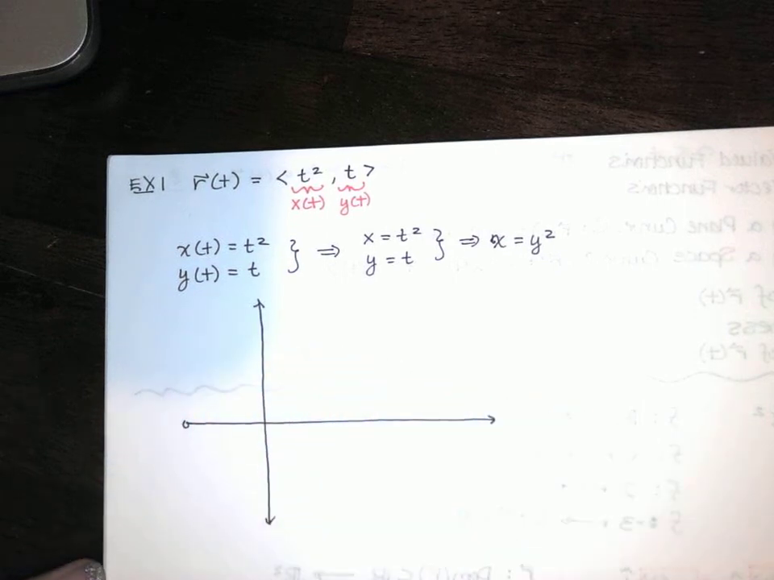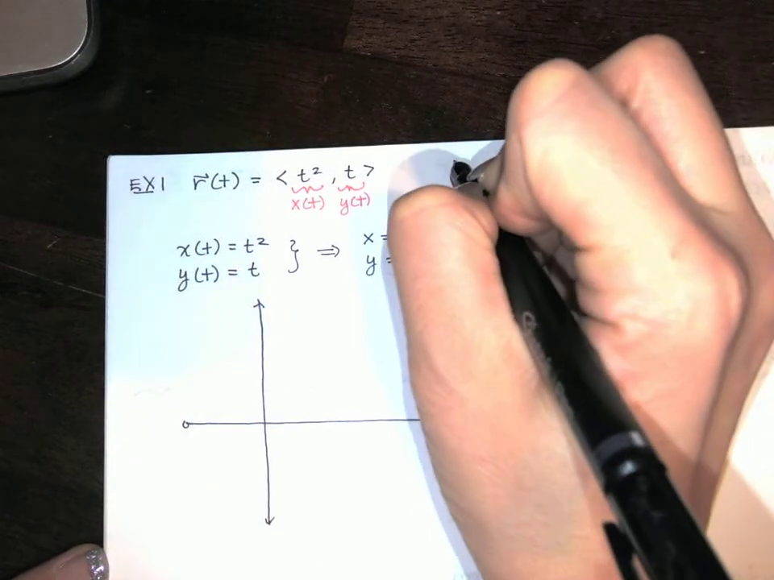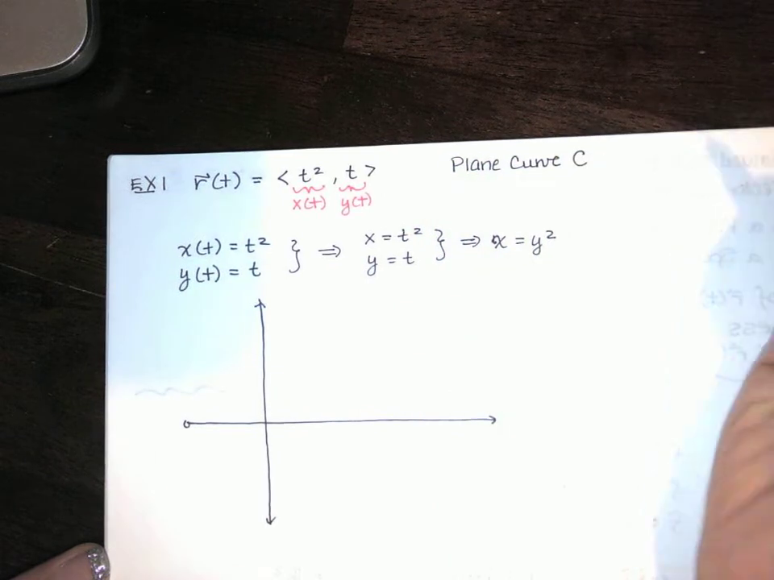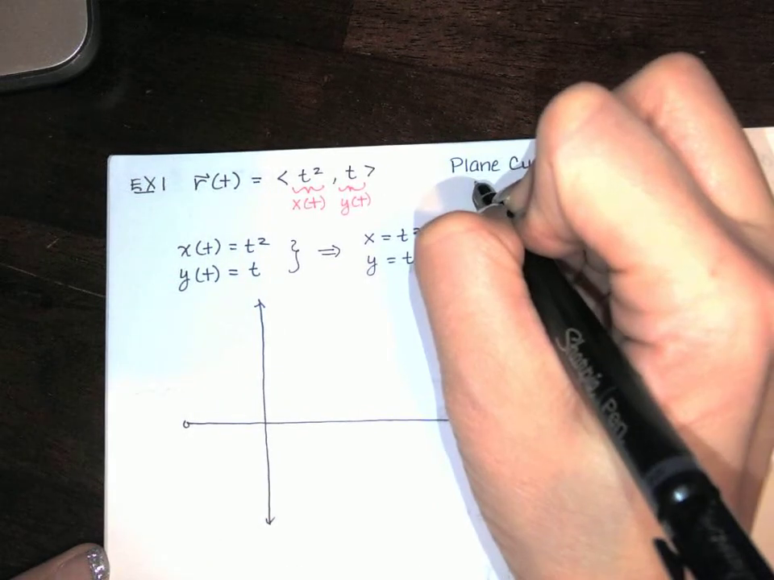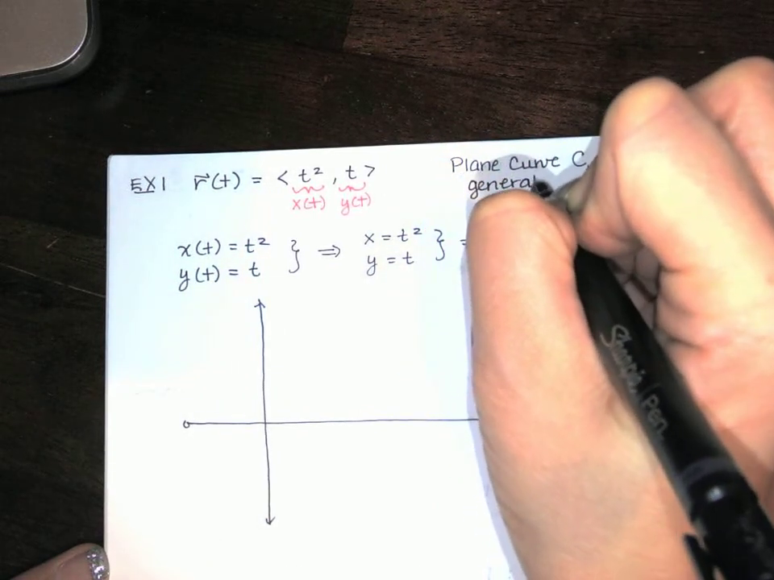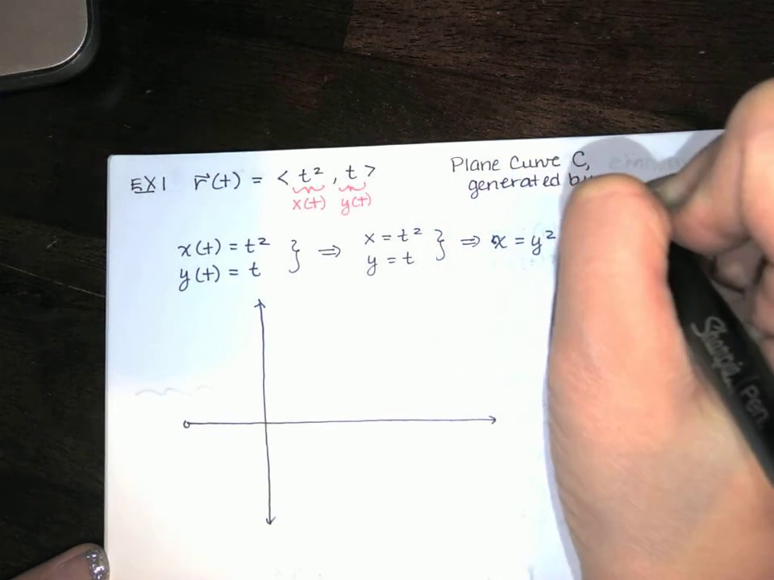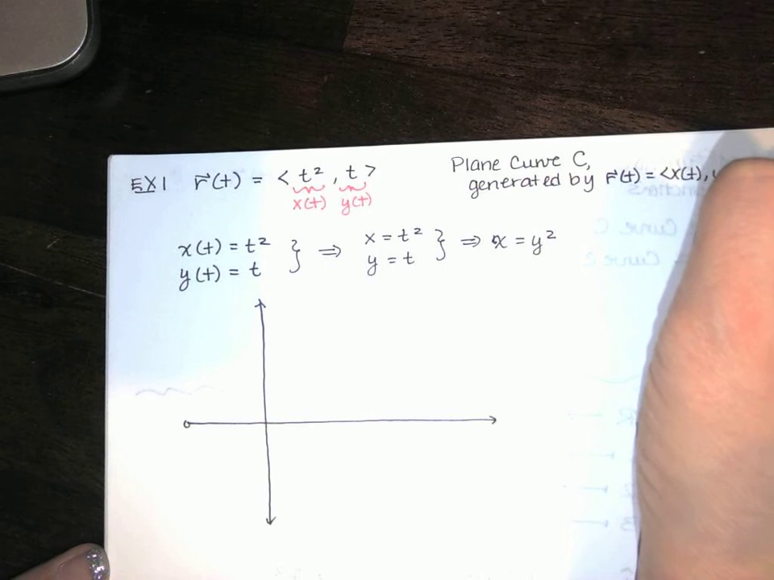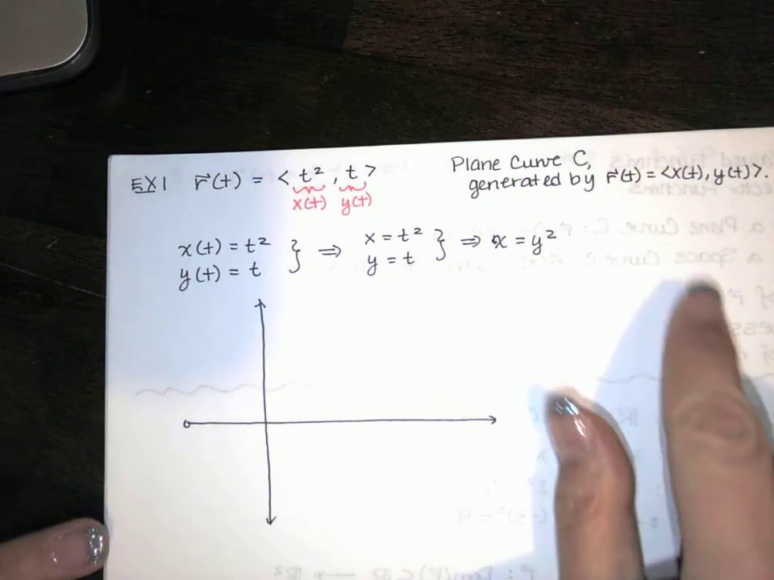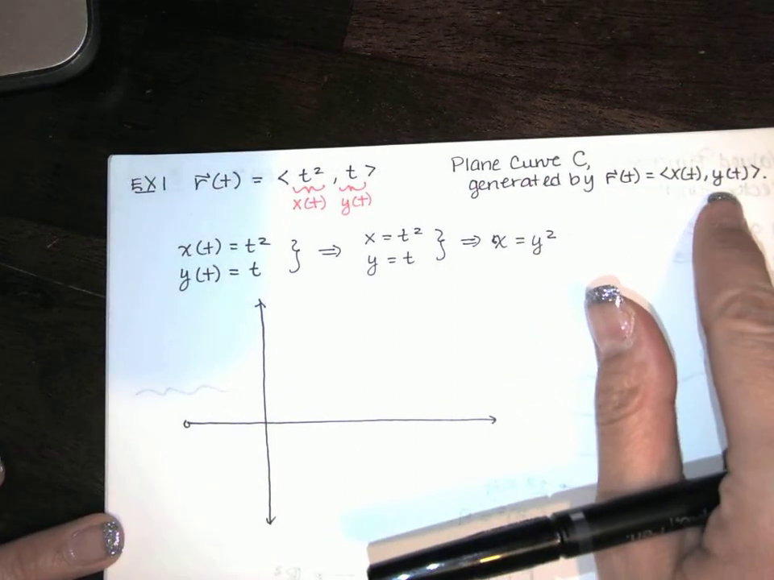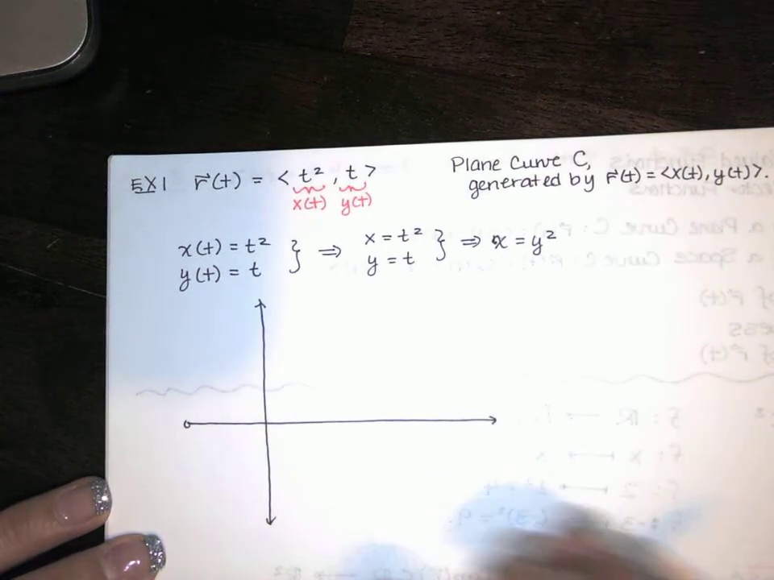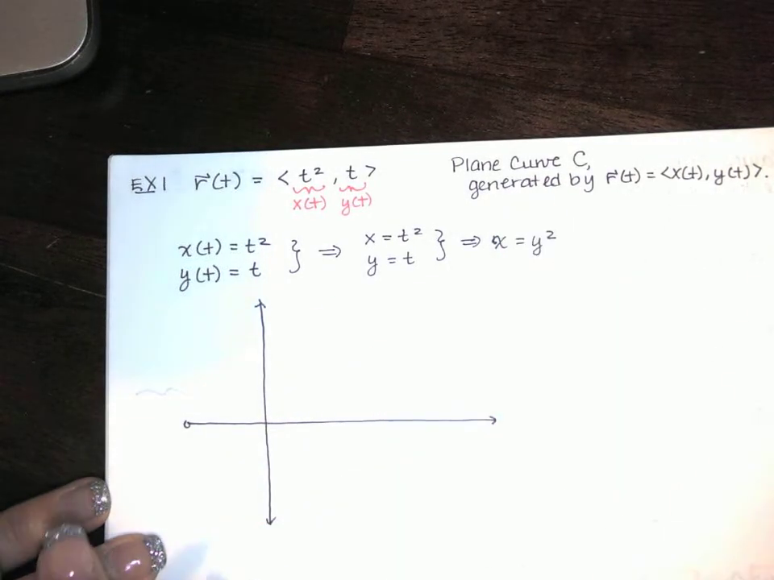And that's going to be our plane curve. We're going to call it C. And I'm going to say that it's generated by r of t, which has components x of t and y of t. So those parametric equations x of t and y of t, and this collection of points C that we're about to graph, all of those together form the plane curve.